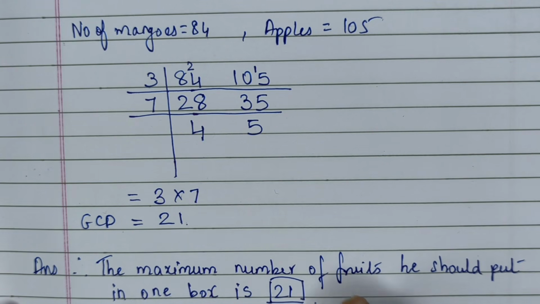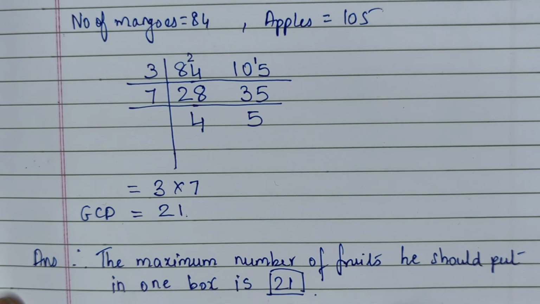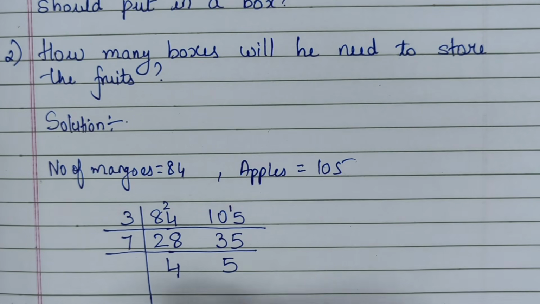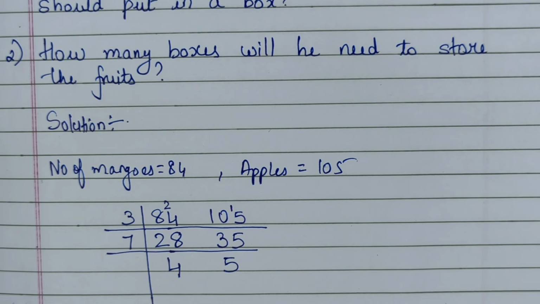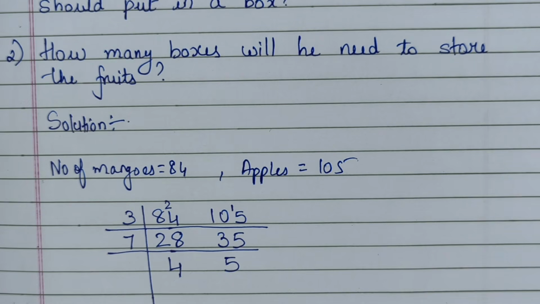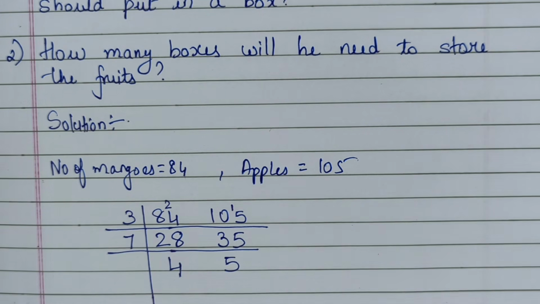So the maximum number of fruits he should put in one box is 21. We got the answer to one question. Now one more question is there, just understand that. How many boxes will he need to store the fruits? Now how many boxes he will need? We will just find out that. Now see the rest of the sum, I will do it over here.